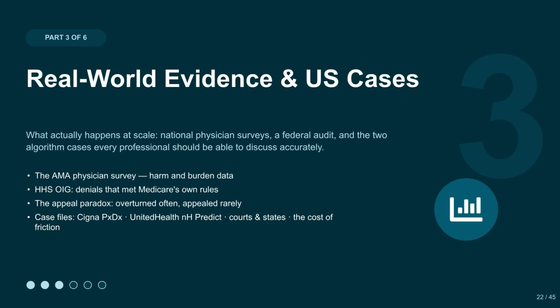Moving to Part 3, Real-World Evidence in Cases. We will analyze national physician surveys, federal audits of actual denials, the striking paradox between overturn rates and appeal rates, and 2 landmark case files: Cigna's PxDx and UnitedHealth's HHPredict.